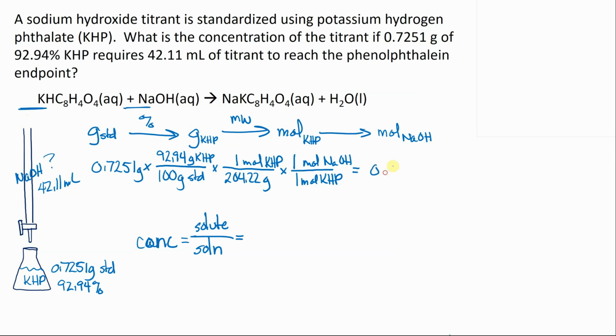So this comes out to be 0.0032999. And I see 4 significant figures, both for the mass and the purity. And the units were moles of sodium hydroxide. So this is how many moles of sodium hydroxide had to come out of the burette to completely react with the potassium hydrogen phthalate in the flask, as indicated by the phenolphthalein changing colors from clear to pink. So I'm going to go ahead and put that amount as my solute. This is the moles of sodium hydroxide.